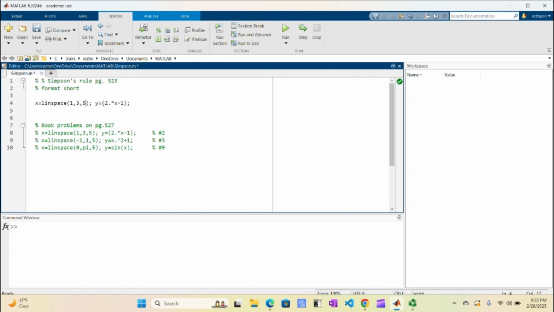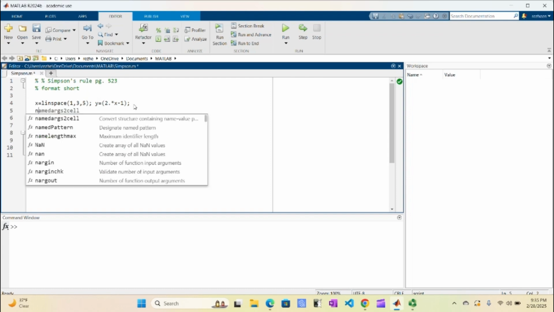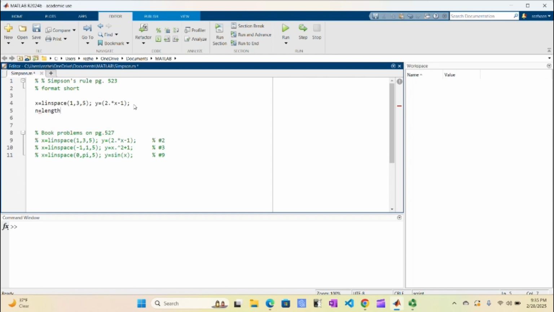And this is our function. It's y equals 2x minus 1. That's one of the problems in the book. It's number 2 in there. All right, so the next line of code, we're going to say n equals length of x. So we get the length of the vector up there. And then next, we're going to create a vector that will have ones at the end and have the even numbers in between.